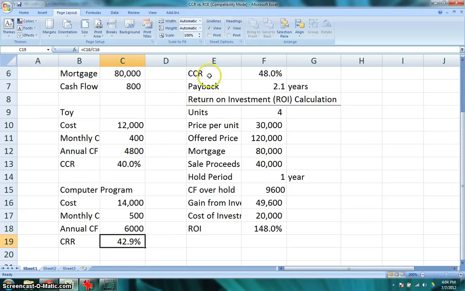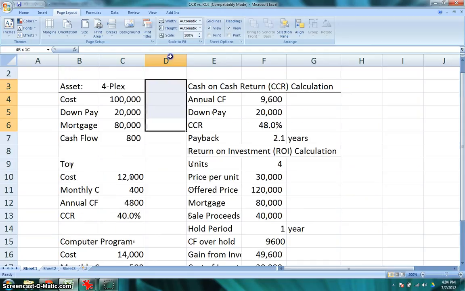So when we compare all these investments, 48% is still the highest, then the computer program is second, and then the toy. So I hope this has been helpful for you to see how cash-on-cash return can be used in the game, and also the definitions and differences between cash-on-cash return and return on investment.